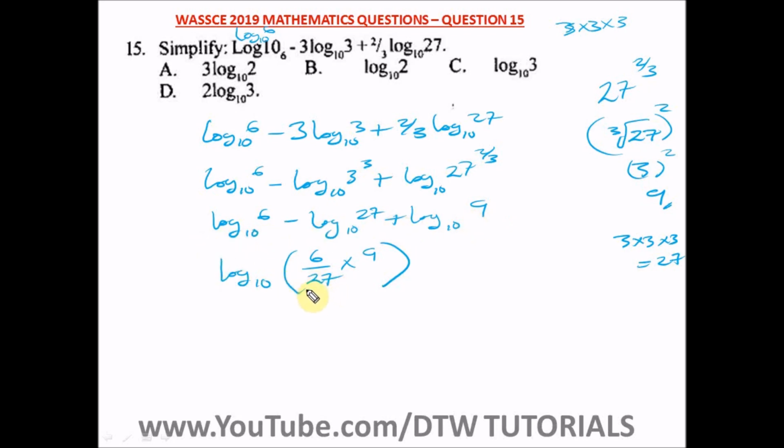From here we can cancel out. How many times will 3 go into 27? It will go 9 times. And 3 here will go 2 times. And this 9 can cancel out this 9: 9 here 1, 9 here 1, and we're left with 2. So our final answer here will be log 2 base 10. This is our answer, and our right option here is option B.